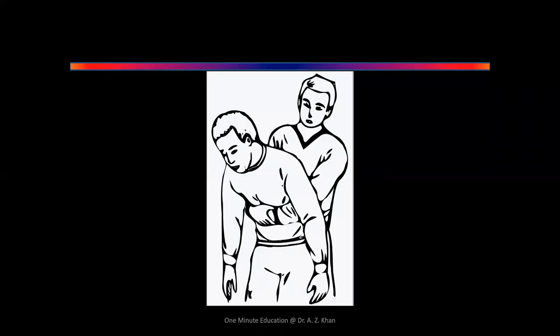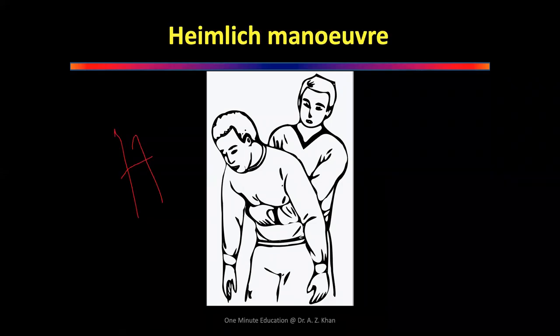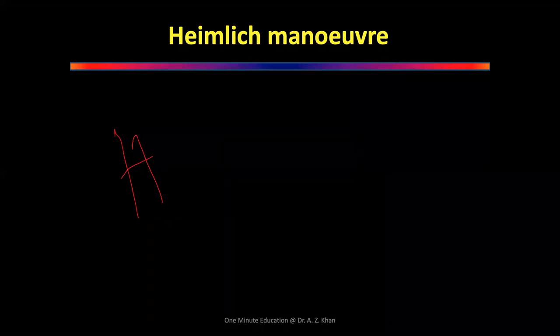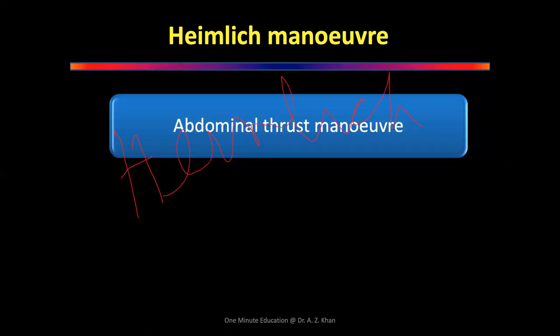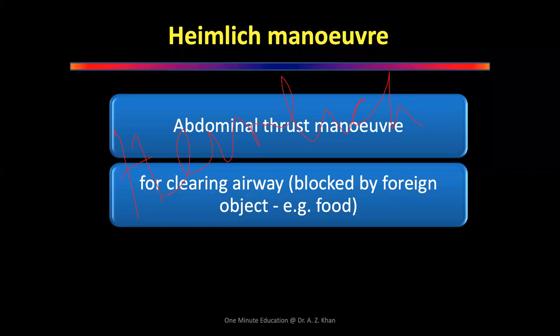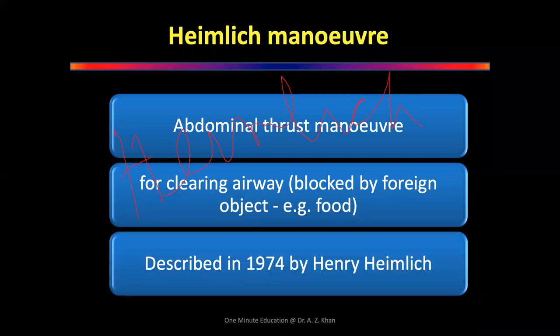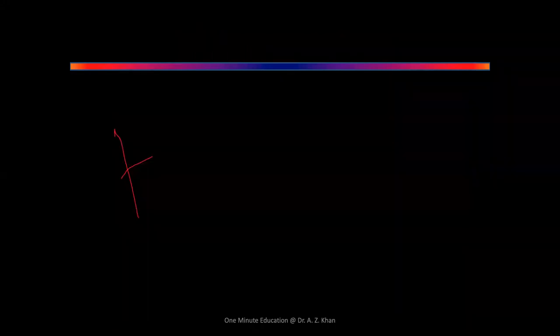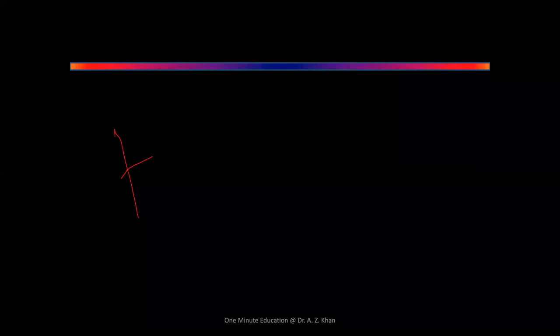What is happening? Give me a name. And why do you do this? Okay, this is the Heimlich's maneuver. Heimlich's maneuver is abdominal thrust maneuver for clearing foreign objects from the airway. Described in 1974 by Henry Heimlich. Okay, good. Now, this one, I want you to tell me what is the pathology.